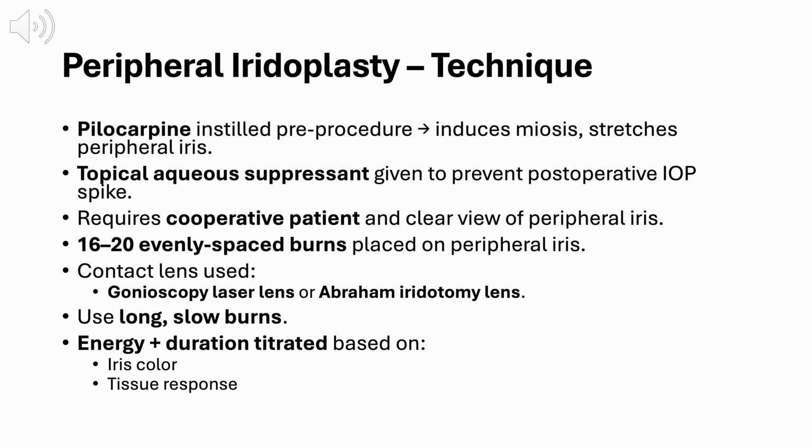Most treatments involve 16 to 20 evenly spaced burns applied through a gonioscopy laser lens or an Abraham lens. The burns themselves are long and slow, allowing the thermal effect to contract stromal collagen. Energy and duration are titrated based on iris pigmentation and real-time tissue response, aiming for enough contraction to pull the iris away from the angle without overtreating.